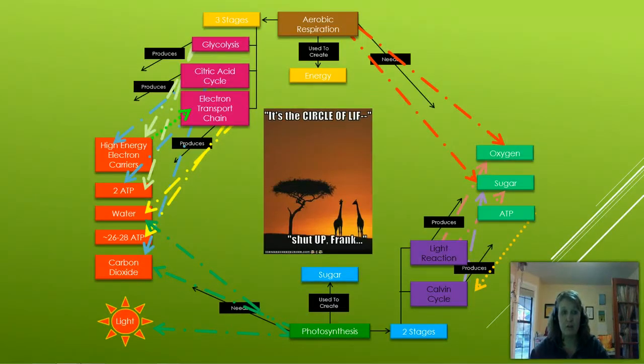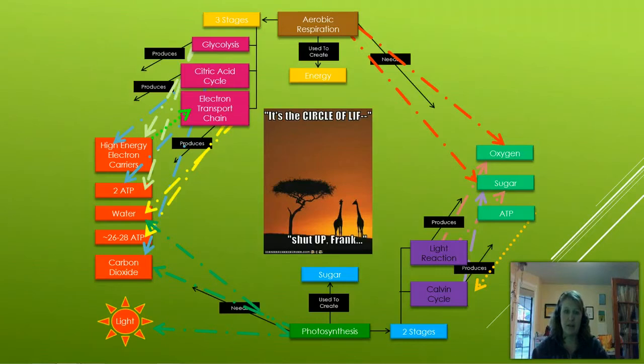Hopefully, your carbon cycle looks something like this, where we have the aerobic respiration is going to have the 3 stages of glycolysis, the citric acid cycle, and the electron transport chain. They're going to produce high energy electron carriers, ATP, water, and in this case we have 26 to 28 ATP, but as we saw in the last topic, our book estimates it more at 30, and carbon dioxide. And these are going to go to photosynthesis. Well, some of it's going to go to photosynthesis. And this is where it's going to create this big circle, and these things just keep working, whereas photosynthesis creates oxygen and sugar, which are then going to be used in the aerobic respiration process.